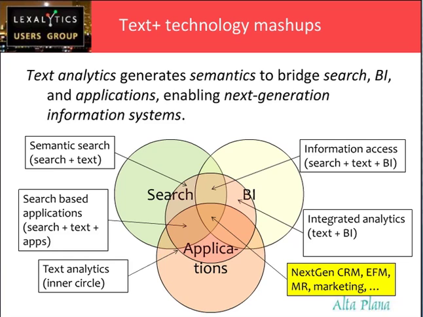Information access is the combination of BI and search. I see search-based applications, for instance, for e-discovery or for online commerce, as an intersection between search and applications. And in the middle, we have next-generation applications: customer relationship management, enterprise feedback management, market research, and so on. This is really an area that we're trending toward in my view.